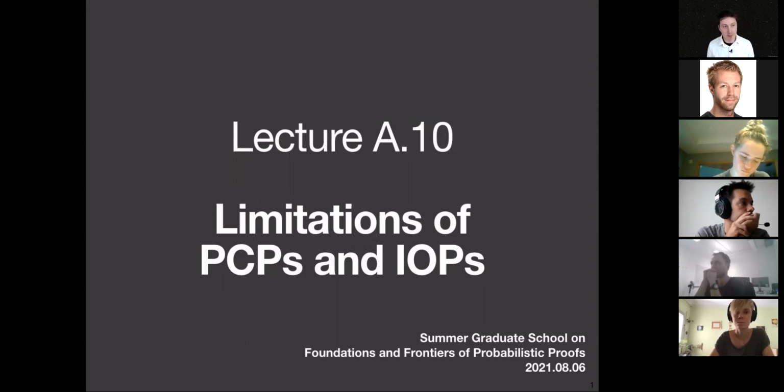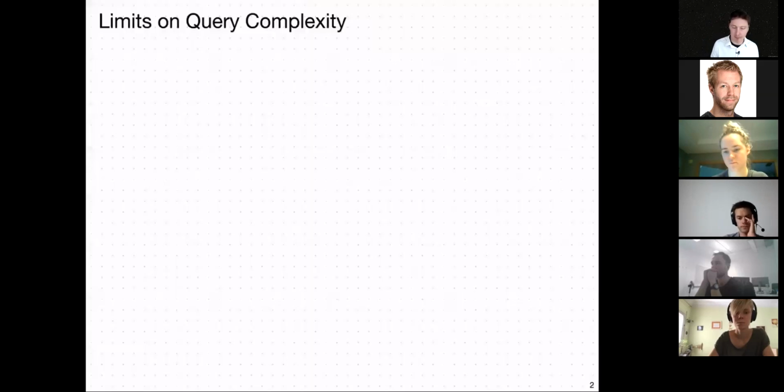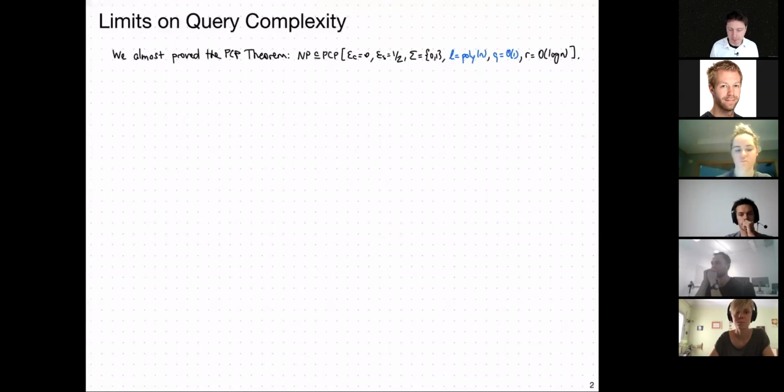The limitations of PCPs and IOPs more generally are much more, I would say, variegated. It really depends which parameters you're trying to push for. So today we'll talk about a couple of such limitations. Okay. So let's first talk about query complexity.